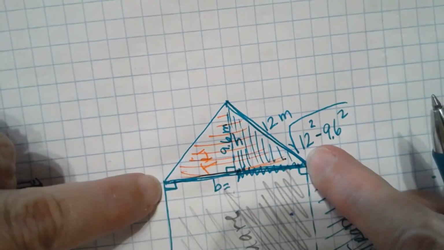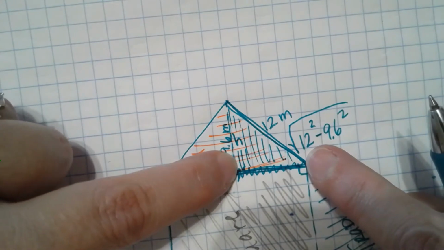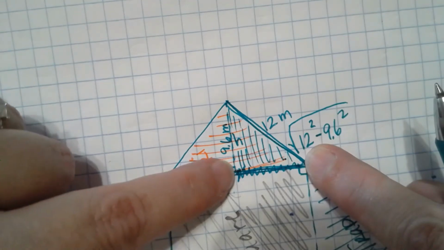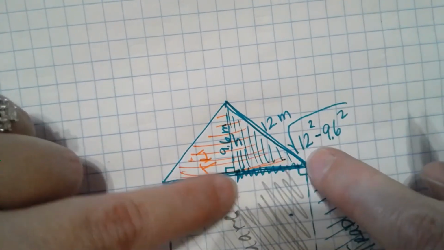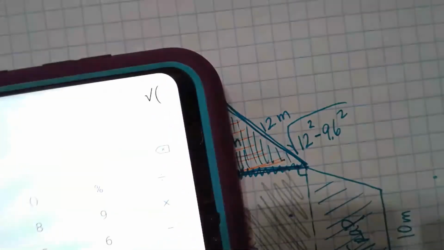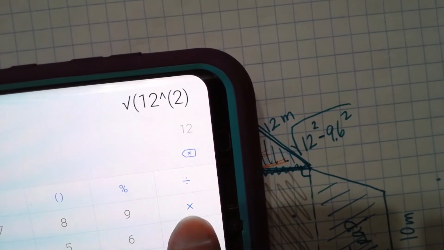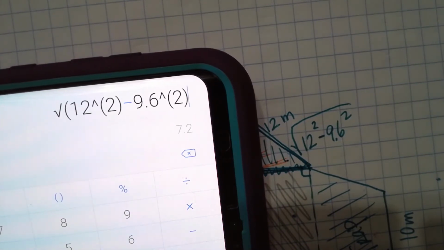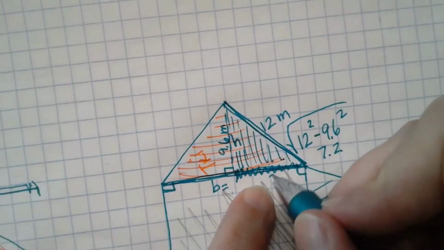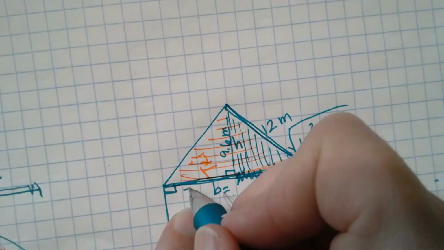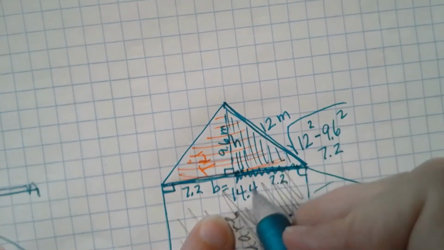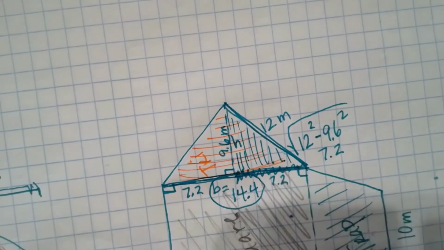Is that going to be the base of our triangle? No. What am I going to have to do to this number to find the entire base? We're going to double it. We're going to multiply it by 2 because it's going to be the same thing over there. All right, so square root of 12 squared minus 9.6 squared makes 7.2. So this piece right here is 7.2, and this piece over here is 7.2. So together that makes 14.4 for the base of our triangle.